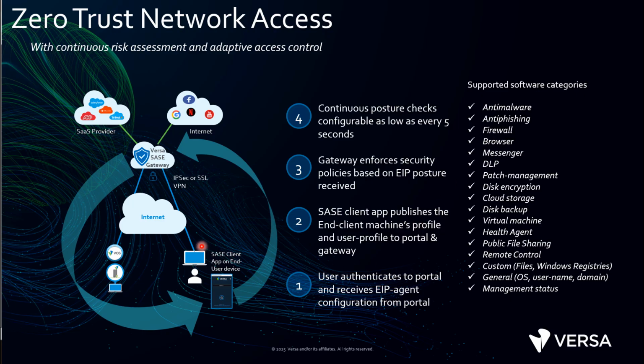How it works on a high level is that user first authenticates to a portal and receives EIP agent configuration from the portal. SASE client app publishes end client machine profile to a gateway. Gateway enforces security policy based on EIP posture received, and this is a continuous process. Okay, let's go ahead and explore EIP configuration and its building blocks in more detail.